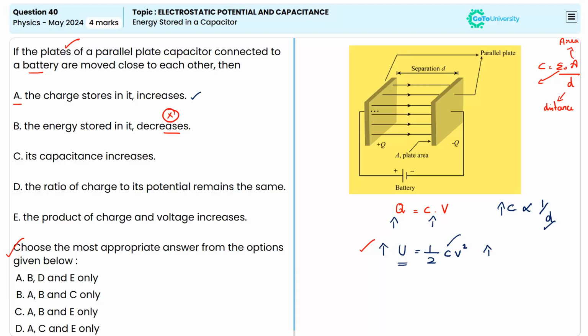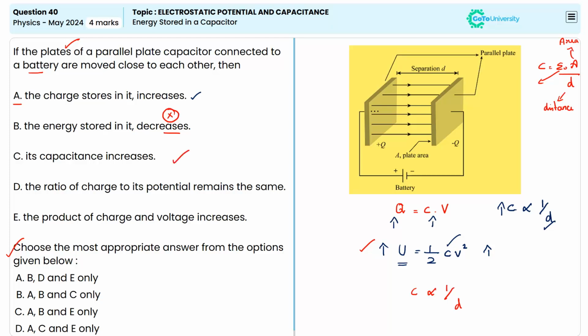Whereas option C is given as its capacitance increases. It's known that capacitance is inversely proportional to the distance. So here, if the distance is reduced, the capacitance will increase. So the statement C given here is the correct one.